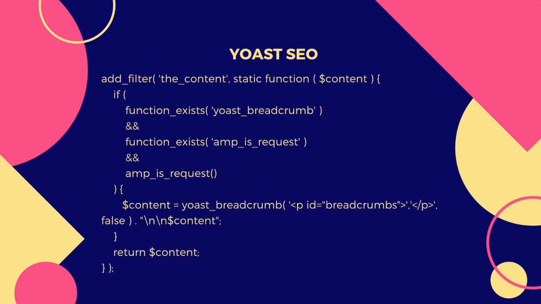And the second example is using the Yoast SEO plugin. Here, the only difference from the previous code is the function used to print the breadcrumbs. In that case, the function is yoast_breadcrumb, and you have a small difference in the way to print it because this is a requirement for that function. And at the end, when you concatenate the breadcrumb with the content, we just return that. So every time that the_content is called and it is an AMP request, we will just include the breadcrumbs.